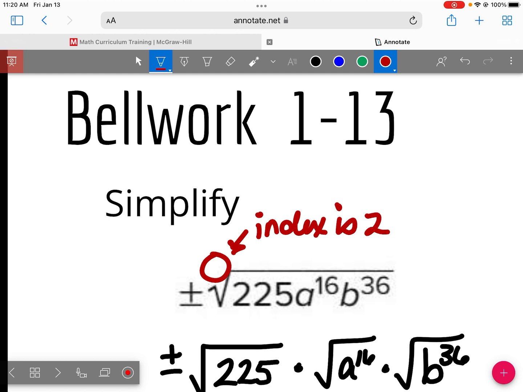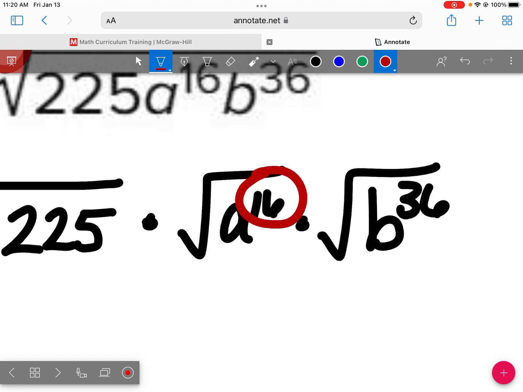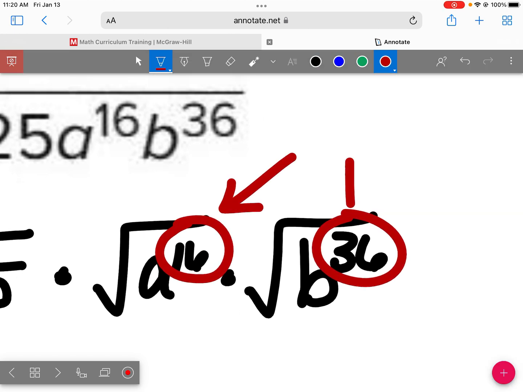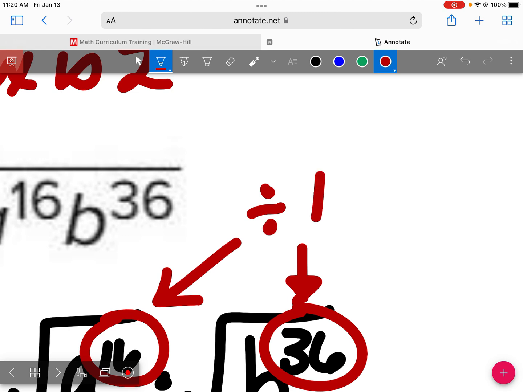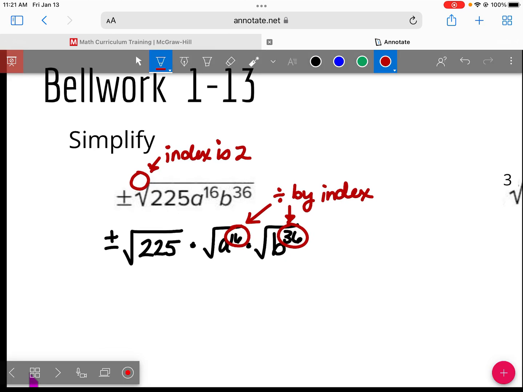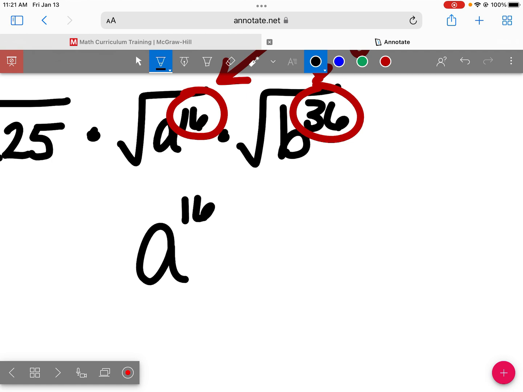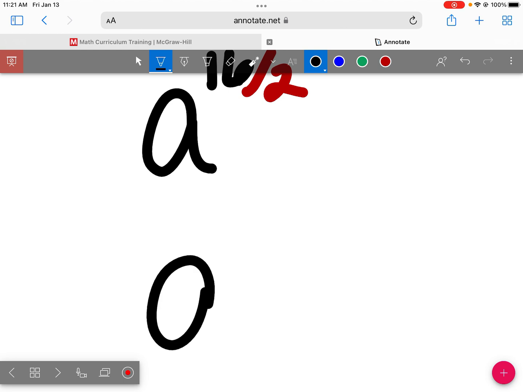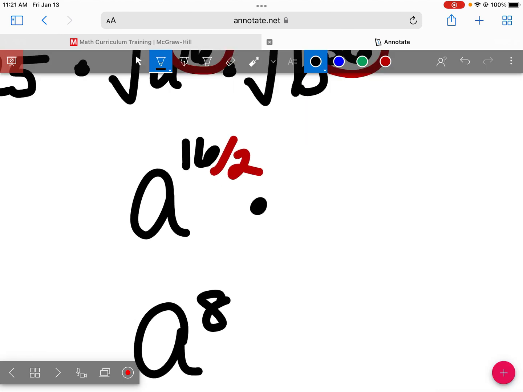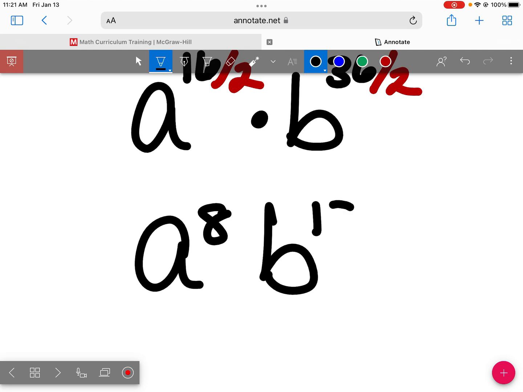Why does that matter? How do I use that? Yes, we have to divide the 16 and the 36 by the index. So I have a to the 16 divided by 2, which gives me a to what power? A to the 8th power. Times b to the 36 divided by 2. 36 divided by 2 is what? 18, so b to the 18th.